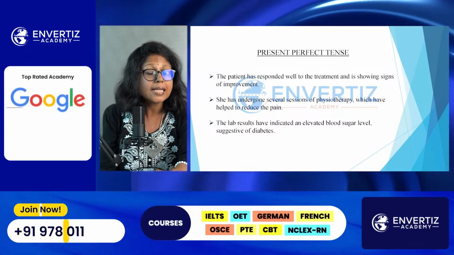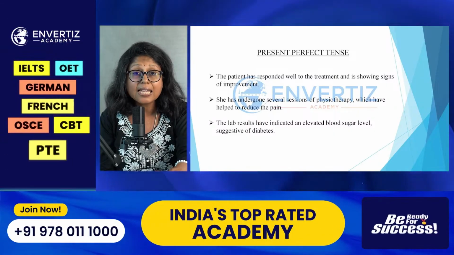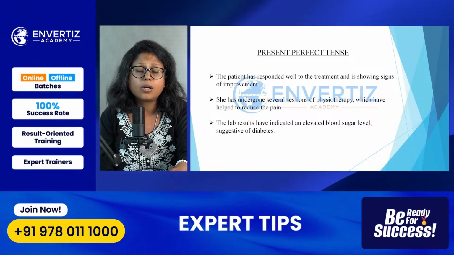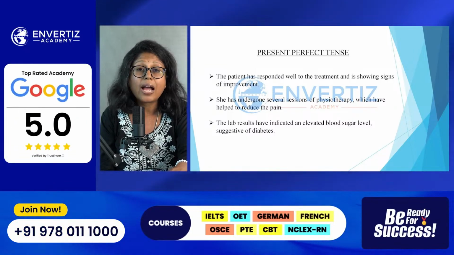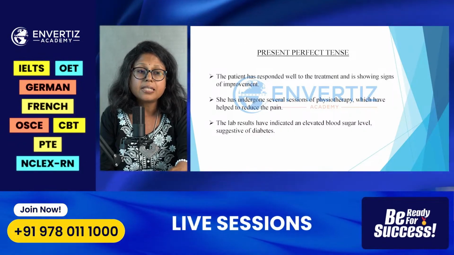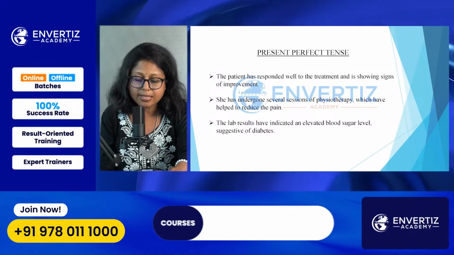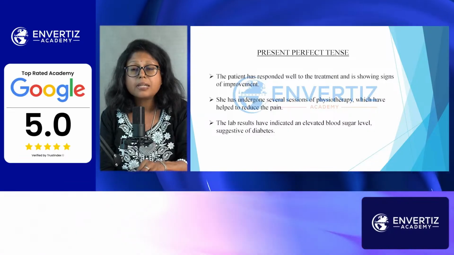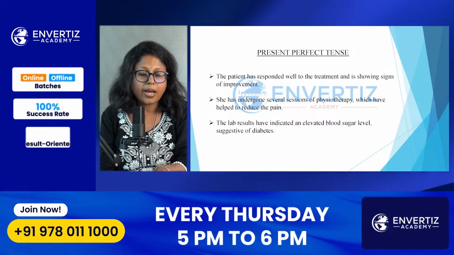The patient has responded well to the treatment and is showing signs of improvement. So it's has responded. We have written it in present perfect tense. She has undergone several sessions of physiotherapy which have helped to reduce the pain. So, has undergone. The next is the lab results have indicated an elevated blood sugar level suggestive of diabetes. Yes, so we have three sentences here which tell us that the action occurred in the past but is also relevant in the present. So, all these sentences give you an idea of how to use it.